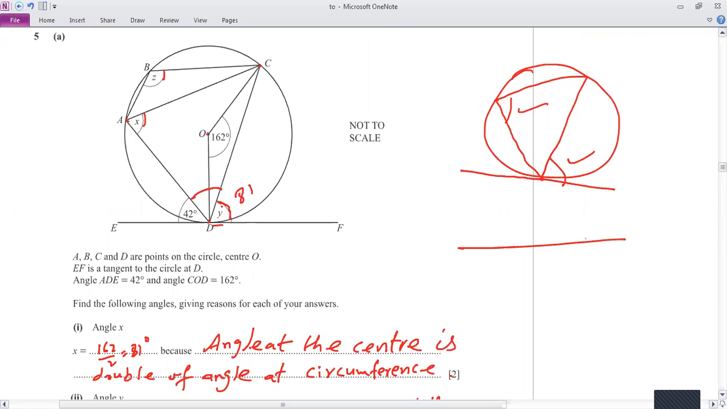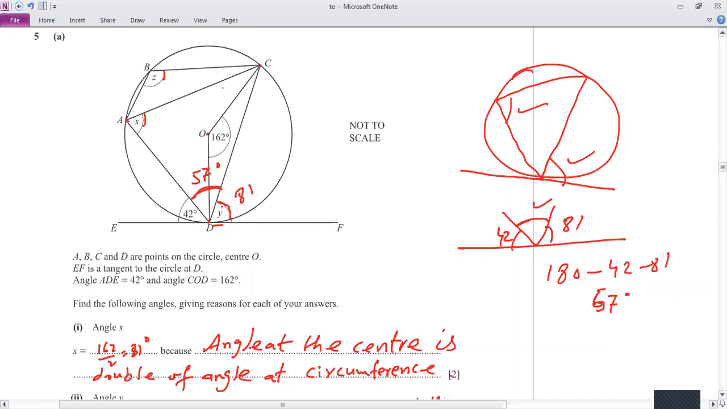You can do it easily because this one you know is 81 and this one you know is 42. So the total with the line should be 180. It means this one will be 180 minus 42 minus 81. What is this angle? 57 degrees. Okay, this is 57. It means this angle is 57.